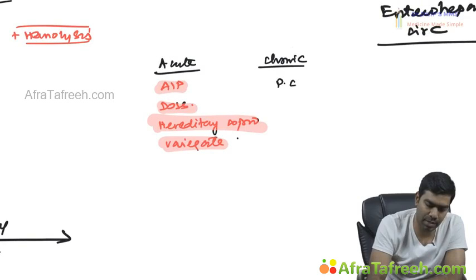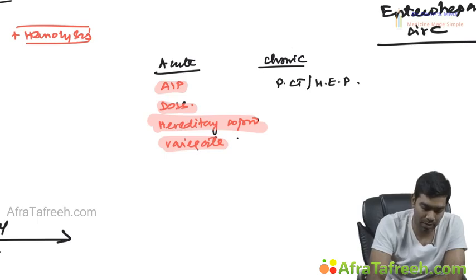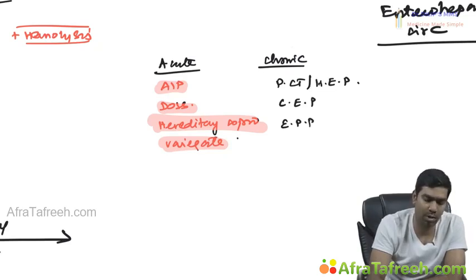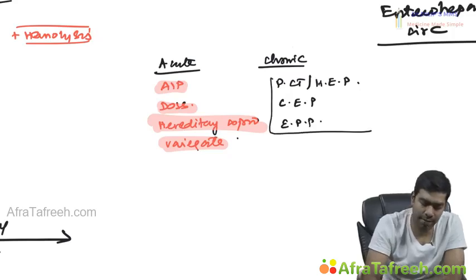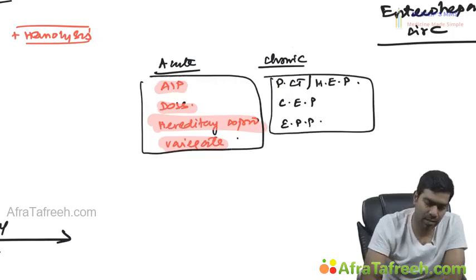And chronic porphyrias, there are four. For example, you have PCT and its severe form, that is hepatoerythropoietic porphyria. Then you have congenital erythropoietic porphyria, and erythropoietic protoporphyria. In all these conditions, you are going to have a chronic form of porphyria. Again, this is very important.